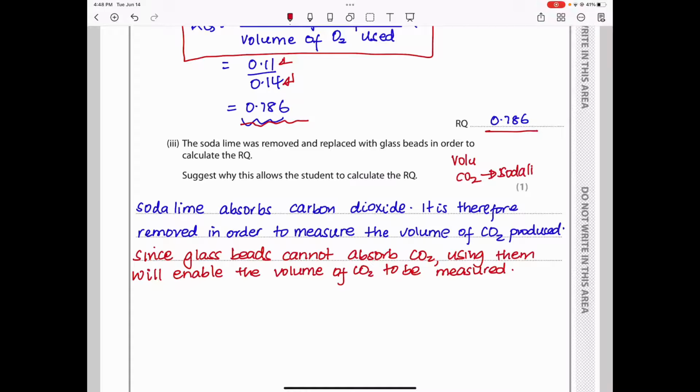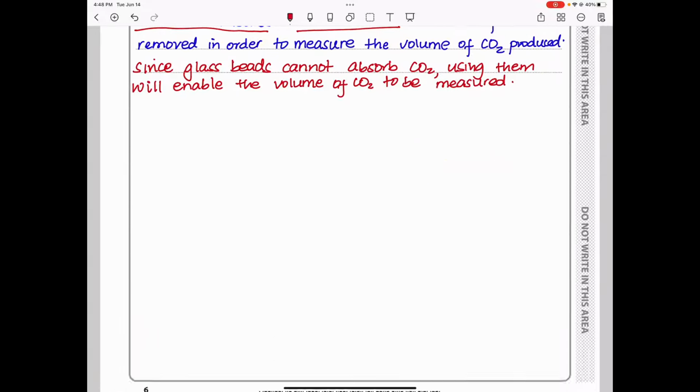So it means we can use the soda lime to determine the volume of carbon dioxide that has been released. This soda lime absorbs CO2. It is therefore removed in order to determine the volume of CO2 produced. And since we find the volume of CO2, we can calculate the RQ for the experiment.